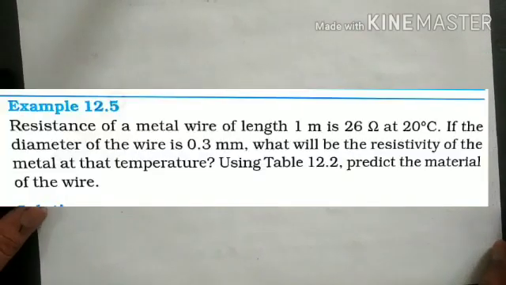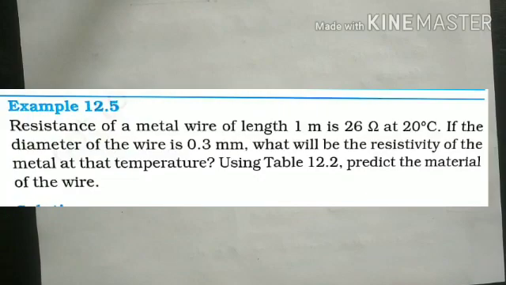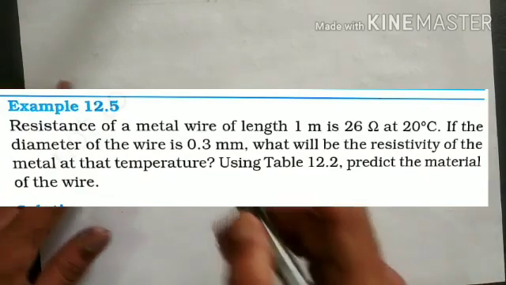So on your screen there is an example. In this question, the length of the conductor wire is given as 1 meter and resistance is 26 ohm. The diameter of the cross-section is 0.3 millimeter and resistivity is asked here. And you can see that resistivity is asked at the same temperature at which resistance is given, that is 20 degrees Celsius. So temperature is not changing here. It is a very simple question and we can easily solve it.